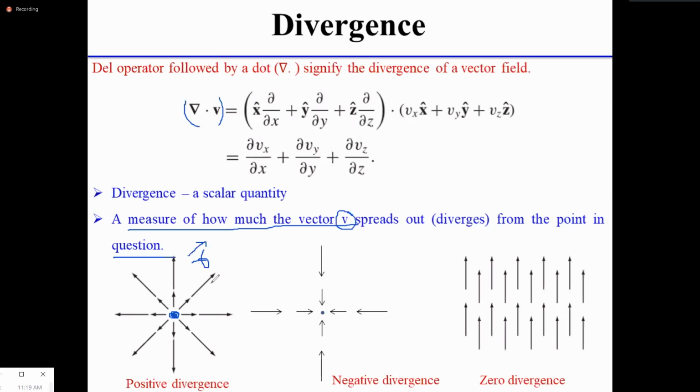Similarly, if you have these arrows pointing in the other direction, like in the diagram at the middle, that kind of function is actually converging at a certain point. So at that point, we can say that the divergence is negative, or the function is actually converging to that point. For this function in the third diagram, the divergence is 0.